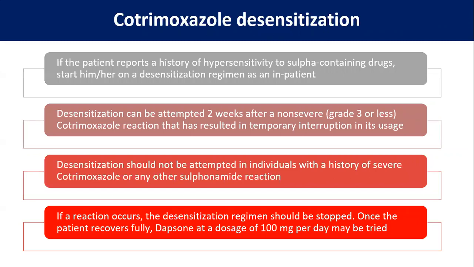Now, regarding cotrimoxazole prophylaxis, if the patient reports a history of hypersensitivity, then we can go for desensitization if the patient has a reaction of grade 3 or less. In case of grade 4, as I said earlier, we cannot go for desensitization, and we should make it a habit to write it down prominently in the white card of the patient, so that if the patient requires treatment with CPT later, we know whether to restart or not. If the patient had the grading of 3 or less, then this can be utilized later on after doing desensitization.